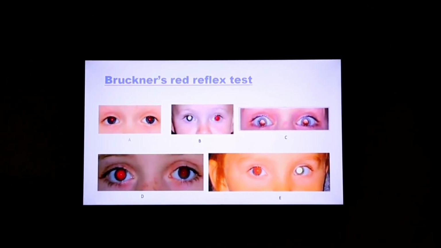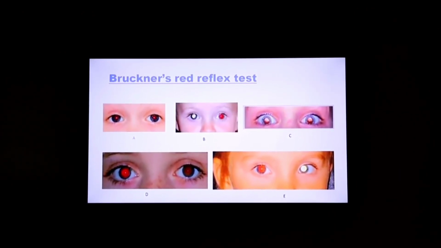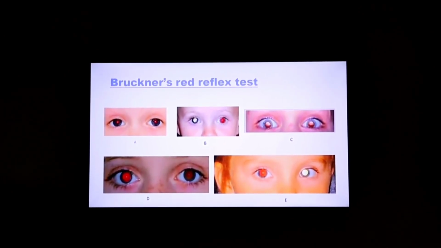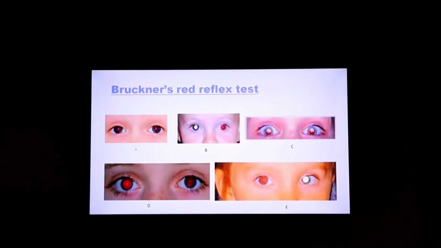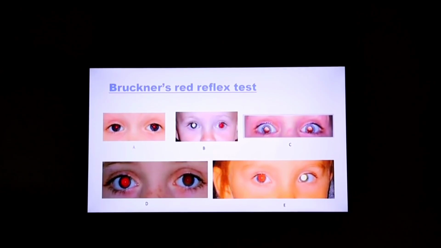Next is Bruckner's red reflex test. In this test, fixation and binocular comparison of the red reflex is done with the help of a direct ophthalmoscope at 40 cm distance. As you can see in picture A, there is the same amount of red reflex. But in picture B, you can easily see that there is a yellow reflex in the right eye and red reflex in the left eye. This is a case of cataract, in which there is a change in red reflex between the two eyes. In picture C, you can see a crescent shaped reflex.